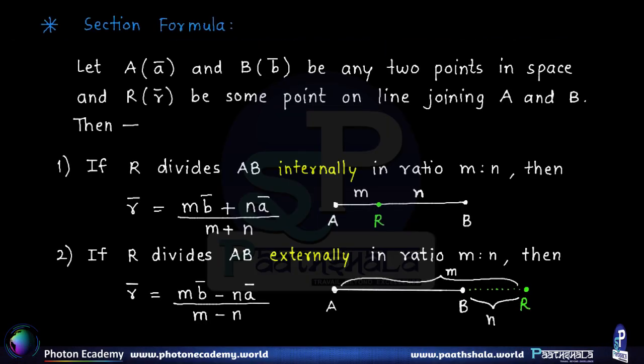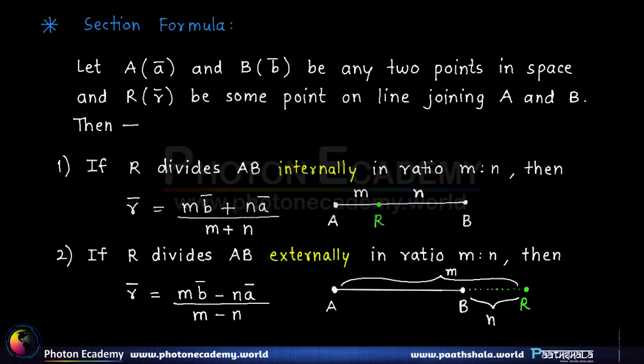Now let us learn the section formula as applied to vectors. Let a bar and b bar be the position vectors of 2 points A and B in space, and let R, with position vector r bar, be some point on the line joining A and B. Then if R divides segment AB internally in the ratio m:n, then r bar is given by (m b bar plus n a bar) divided by (m plus n).